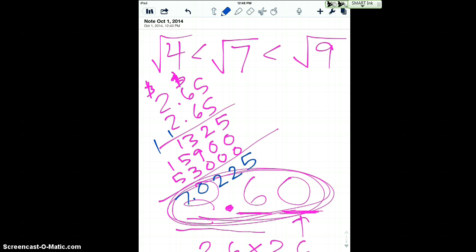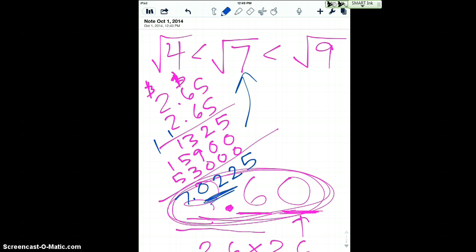So anyway, I ended up with 7.0225, which is so much closer than my last one. Now I'm only 2 cents away from $7. I don't think I could get closer than that. But you know what? I'm gonna make sure.